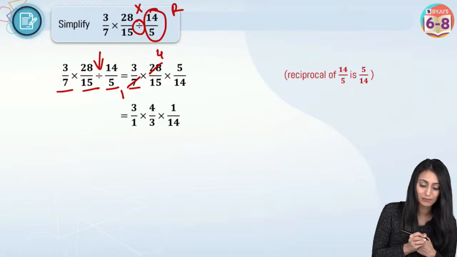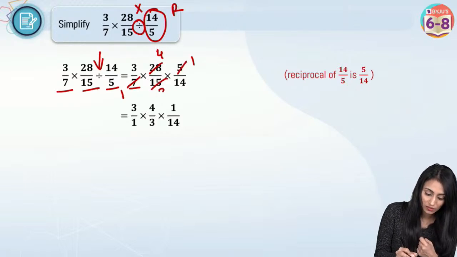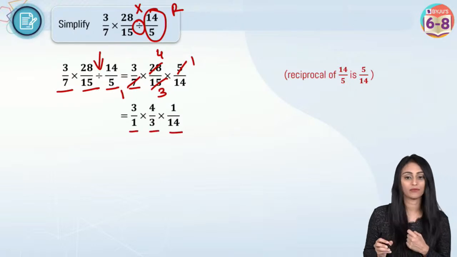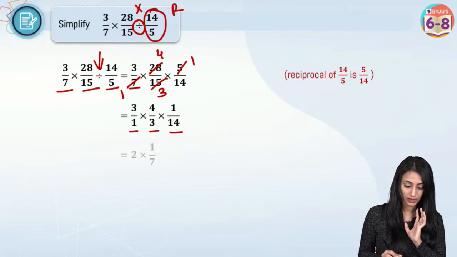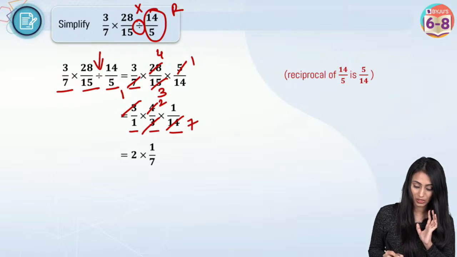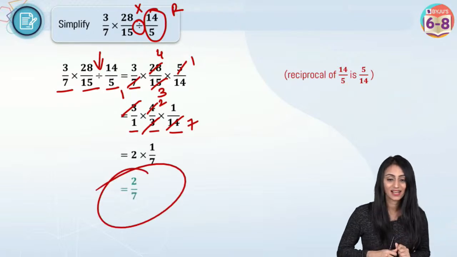7 times 1, 7 times 4. This is 5 times 1, 5 times 3. Right? So what we have? 3 by 1, 4 by 3, 1 by 14. Right? Now this will get cancelled out. This is 2 times 2 is 4, 2 times 7 is 14. So that's going to be 2 by 7. That's the answer. So you all were right.